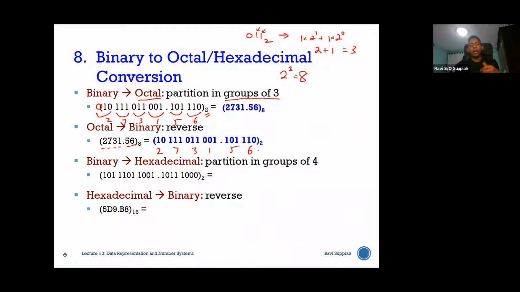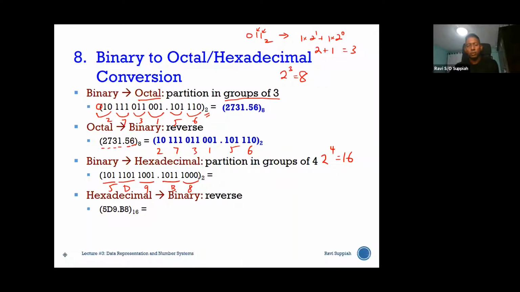For hexadecimal, it is basically in groups of 4. And again, why groups of 4? Because 2 to the power of 4 gives me 16, and hexadecimal is a representation of 16 different symbols. So 4 bits is enough to represent all the 16 different symbols in the hexadecimal notation. So I just need to group them in 4. This 1 0 1 1 will be your B. This will be your 8, this is your 9, this is your D, and this is your 5.